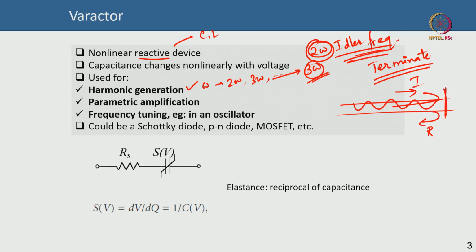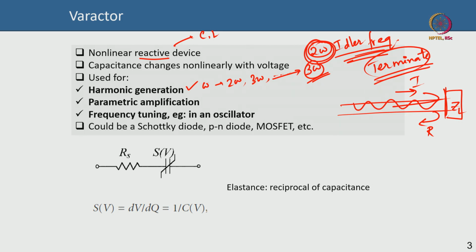Okay. So when I say terminate, you need to basically match the output impedance or the complex resistance, essentially impedance, such that you do not get any losses or unwanted reflections at those frequencies. If you have to properly terminate those idler frequencies at the frequency of 2 omega, you need to have a proper match so that you do not lose energy unnecessarily. Otherwise you will lose energy in that 2 omega frequency also, which is not desirable in this particular example.